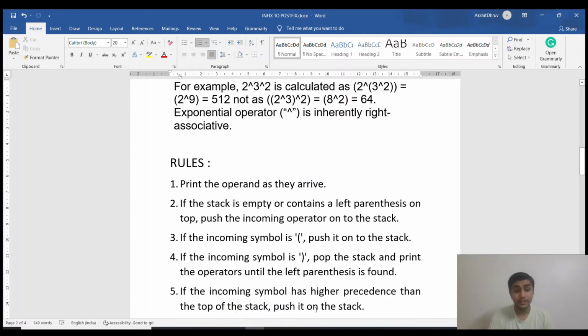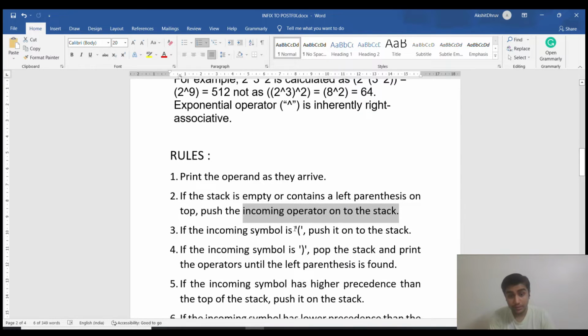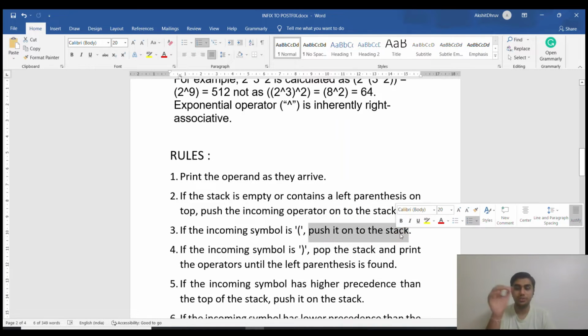Now if the stack is empty or contains a left parenthesis on the top of the stack, then push the incoming operator onto the stack. We will just push it, we will add on it, right? If the incoming symbol is a left parenthesis, push it to the stack. We will just push it.